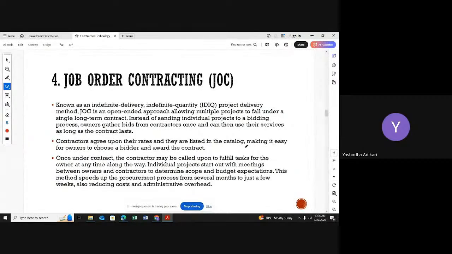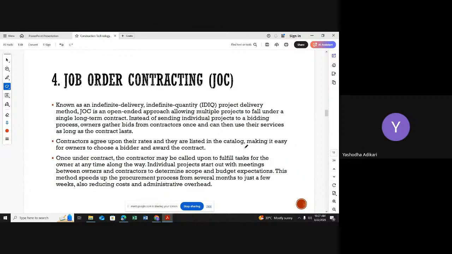So instead of sending each individual project through the bidding process, the owner gathers bids from the contractors once and can then use their service as long as the contract lasts. Contractors agree upon their rates and delivery, listed in the catalog, making it easy for owners to choose the bidder and award a contract.